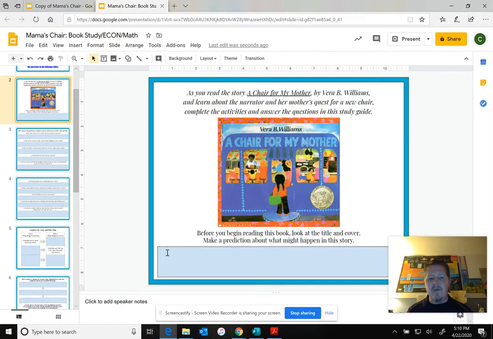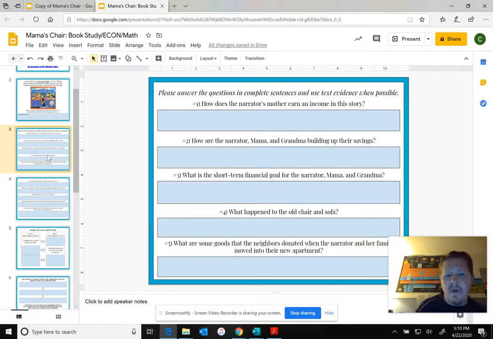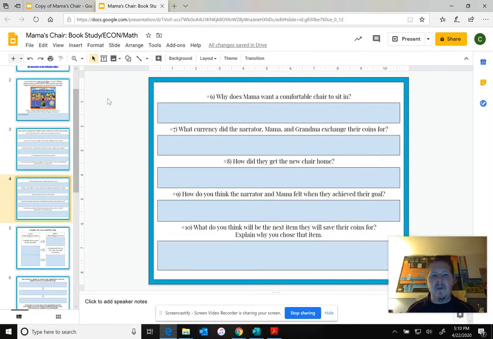And anytime you see a blue shaded in box, please just put your cursor in there and type your answer. Now, because this is on a Google Slides presentation, it saves it for you automatically, which is really cool. So that may actually make a prediction. And then there's 2 pages of comprehension questions. So please use complete sentences and use text evidence when possible.